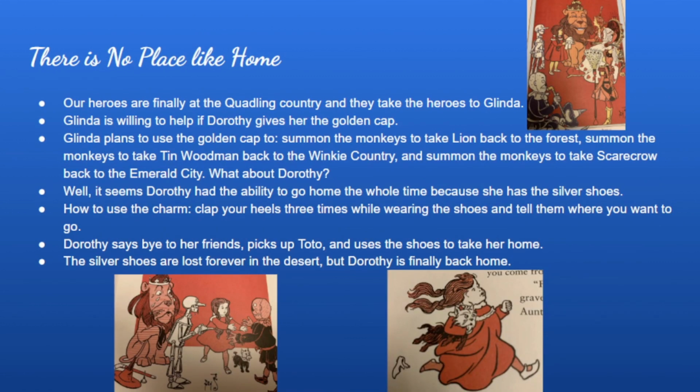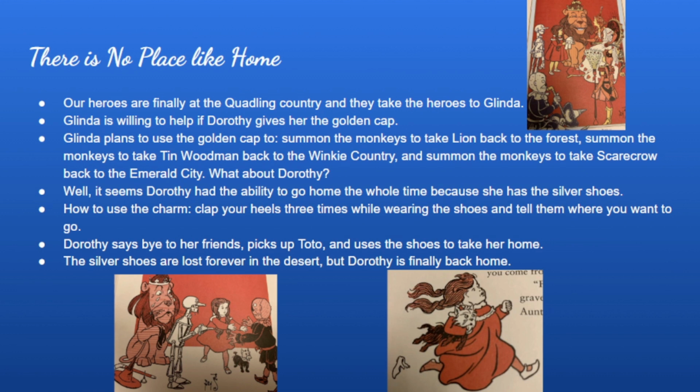Now, Glinda agrees to help, but she requests the golden cap. She plans to have the flying monkeys take Scarecrow back to the Emerald City, take Tin Woodman back to the Winky Country, and take Lion back to the forest nearby. Then Glinda will give the golden cap to the Flying Monkey King and tell the flying monkeys they are free. But what about Dorothy? Well, Glinda tells Dorothy how the silver shoes are meant to work.